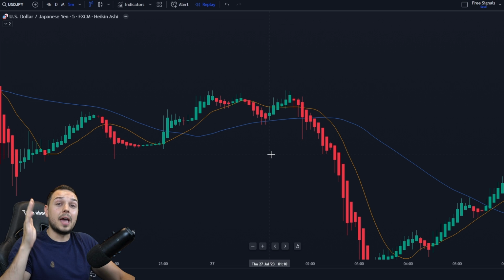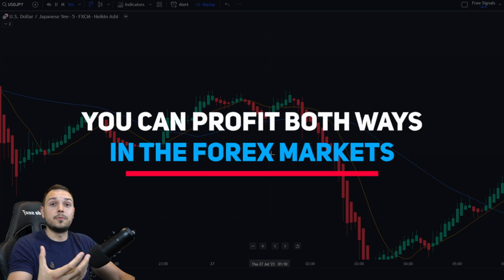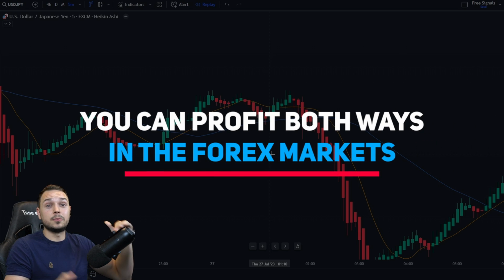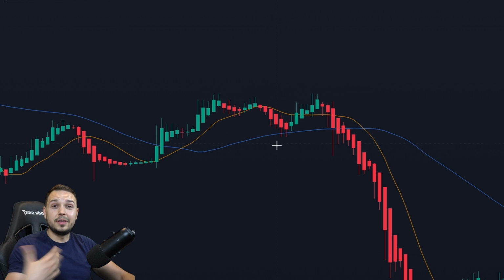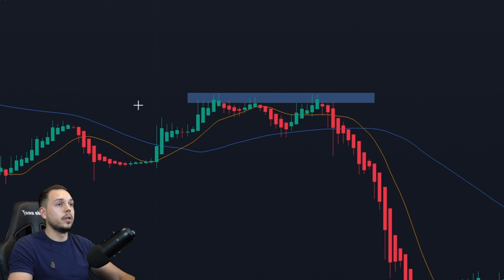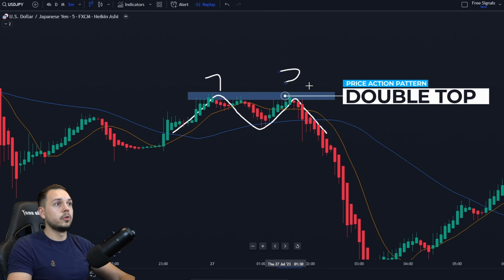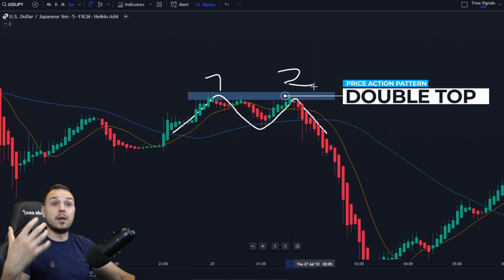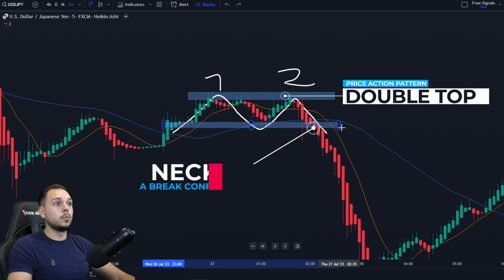Now let's take a look at another example, and since this is Forex, we can actually profit both ways, whether we are buying or selling. So this looks like a great trading opportunity as well. I would have taken this trade 100% of the time. Beautiful push exhaustion, right? One touch over here, two touches. What does it confirm? A double top pattern. The neckline was just over here.